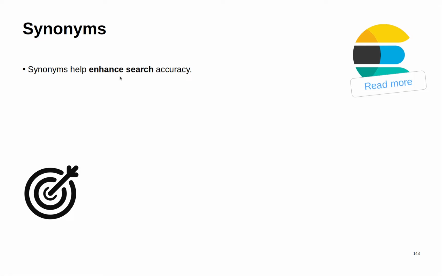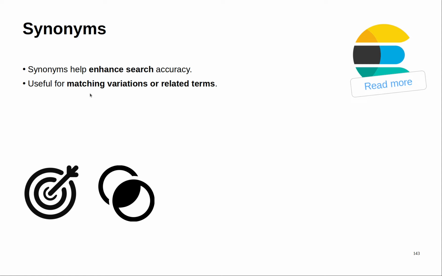Hello everyone! Today's video is all about synonyms in Elasticsearch. This is part 25 of our series, where we will be exploring how to work with synonyms using custom analyzers. Synonyms help make searches more precise and accurate. They are effective in matching various ways people refer to the same concepts.